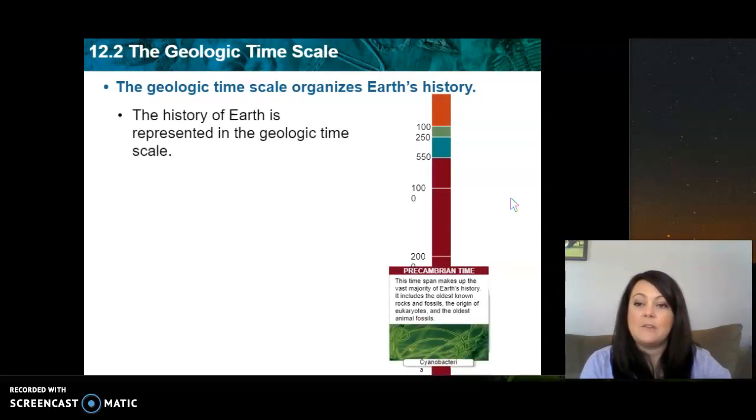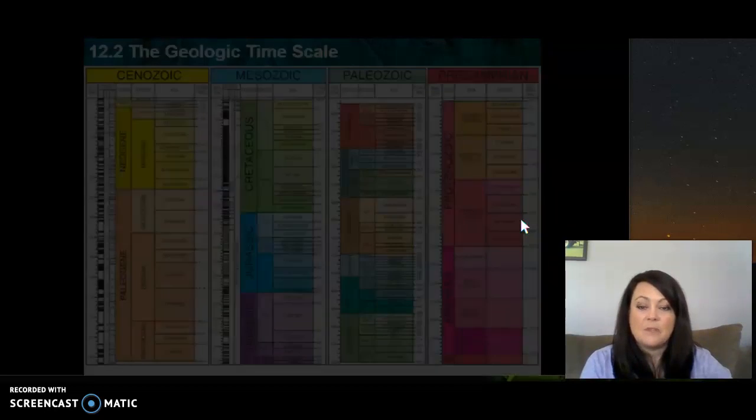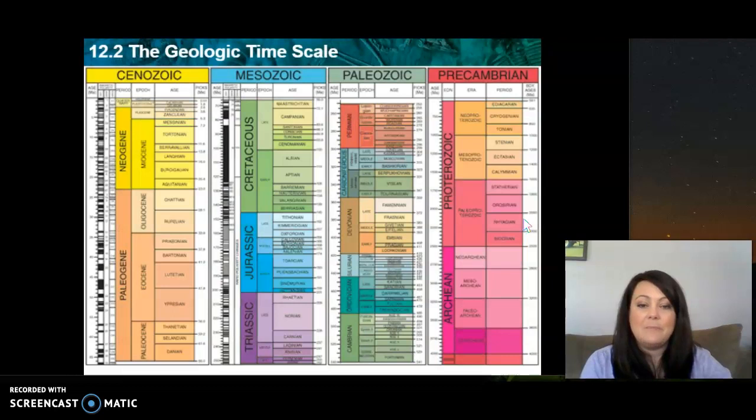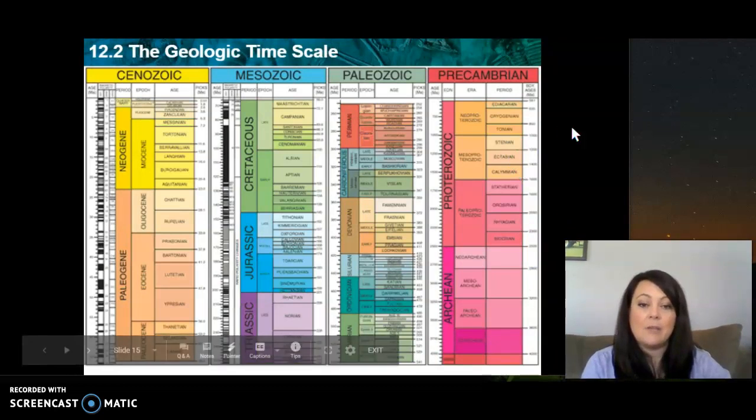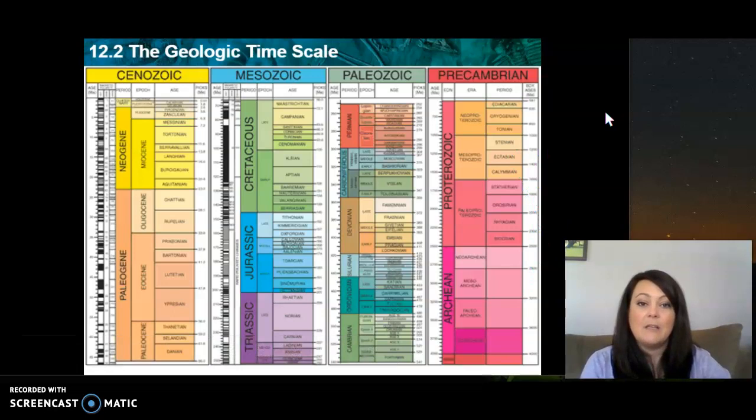The history of Earth is represented within this timescale. Obviously, Earth's history is huge, so we have to break it up into pieces. The Precambrian time makes up the largest chunk of Earth's history. This whole right-hand column here, that's all Precambrian. That's before life existed on Earth.